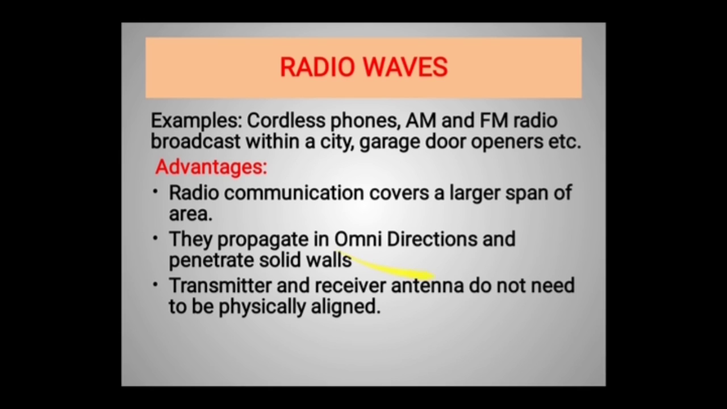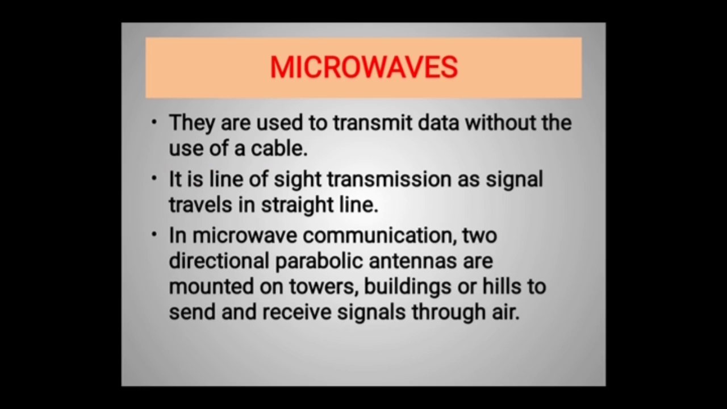That means they can propagate or travel in all directions, and they penetrate solid walls. So the transmitter and receiver antenna do not need to be physically aligned. That means we do not need to place the receiver and transmitter in one line of sight. They can be placed anywhere, because these radio waves can propagate in every direction.